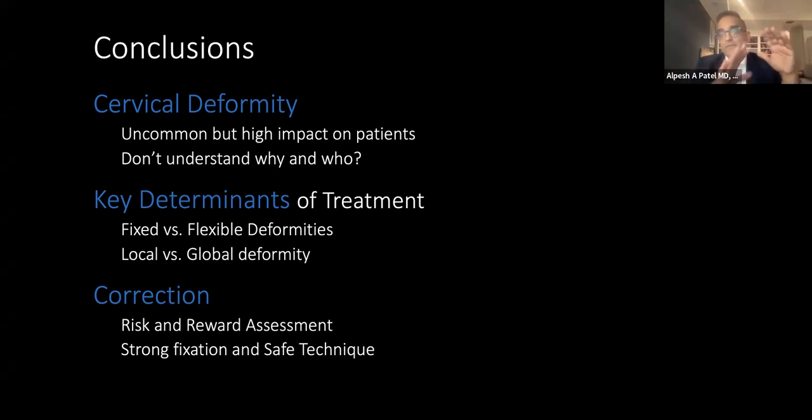And I'd encourage you guys to try to think of frameworks as you move along that you can go back to. Like I go back to this mental framework I have: fixed versus flexible, local versus global, driving my choice for correction every time I see somebody with a deformity. So I'm not reinventing the wheel each time. And I bet you that same concept of a framework would be really valuable in other subspecialties.